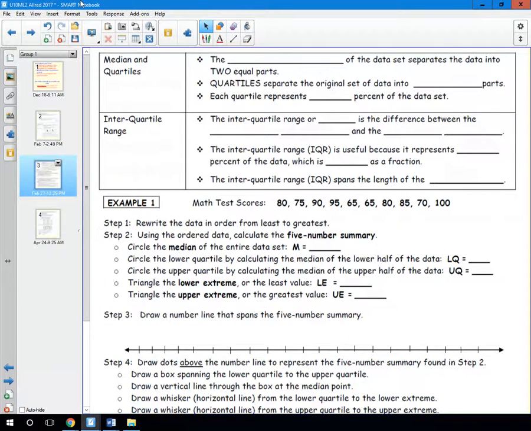All right, guys, so go back right now and rewatch the video if you need to, and if you feel like you know it, then you can go ahead and try to start example 1, where you're creating your own box and whisker plot based off the math test scores. And that's where we're going to pick up when you come to my station.